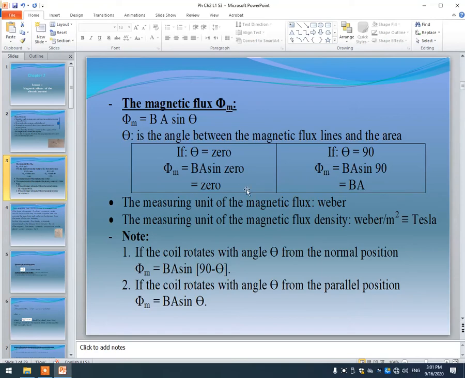What about the magnitude of phi m and the magnitude of B? What about the measuring unit of both of these, phi m and B? Of course A is area, and its measuring unit is meter squared. Phi m is called the magnetic flux, and its measuring unit is Weber.